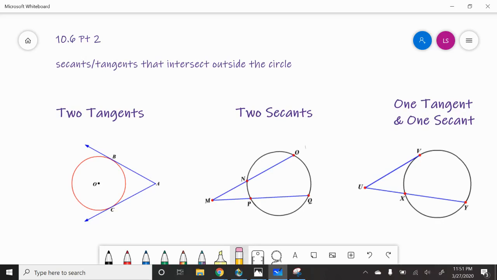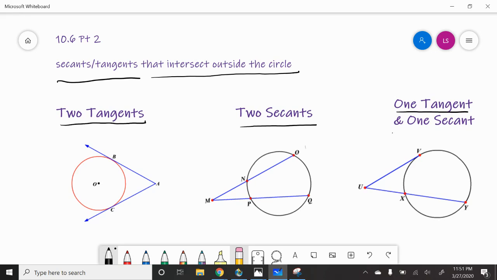This is 10.6 part 2, and 10.6 part 2 deals with secants and tangents that intersect outside the circle. So we're going to take a look at 3 cases. One case is 2 tangents, the second case is 2 secants, and the third case is 1 tangent and 1 secant. So as you can see here, we have 2 tangents.